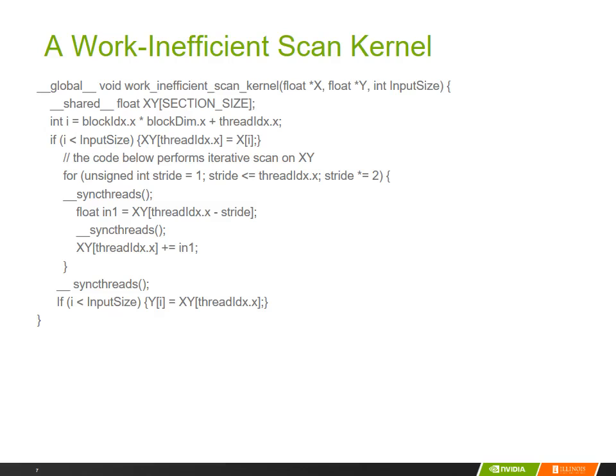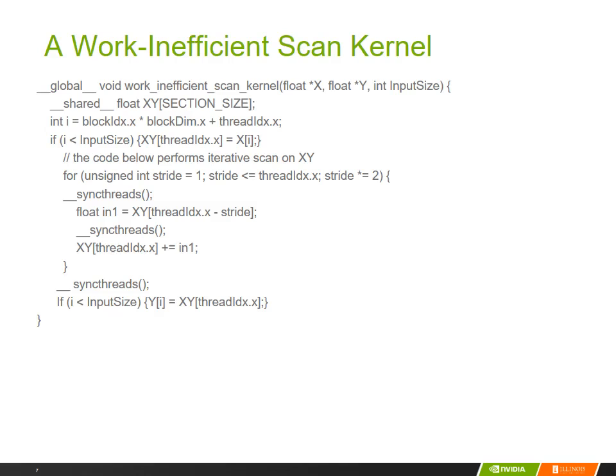This brings us to the work inefficient scan kernel shown on this slide. When we enter the kernel, the threads will collaborate and load the input elements into the on-chip shared memory location. This is done through the familiar pattern of generating the data index i, and then only the threads whose i value is within the valid range of data would load the x[i] value into the XY[threadIdx.x] position in the shared memory.